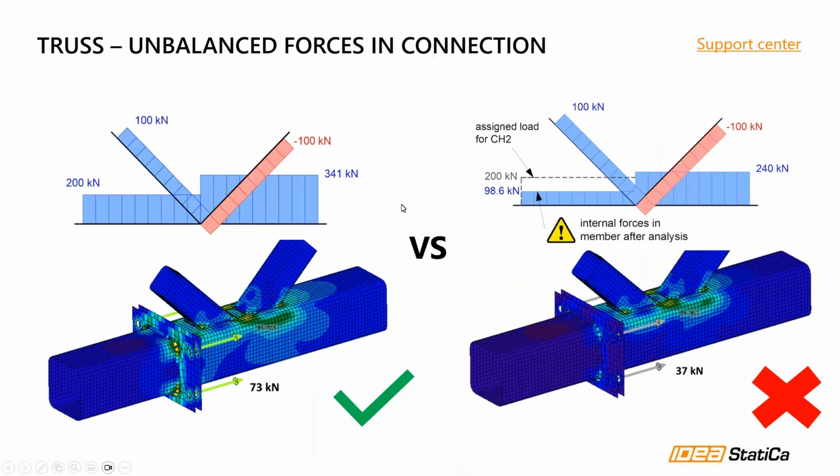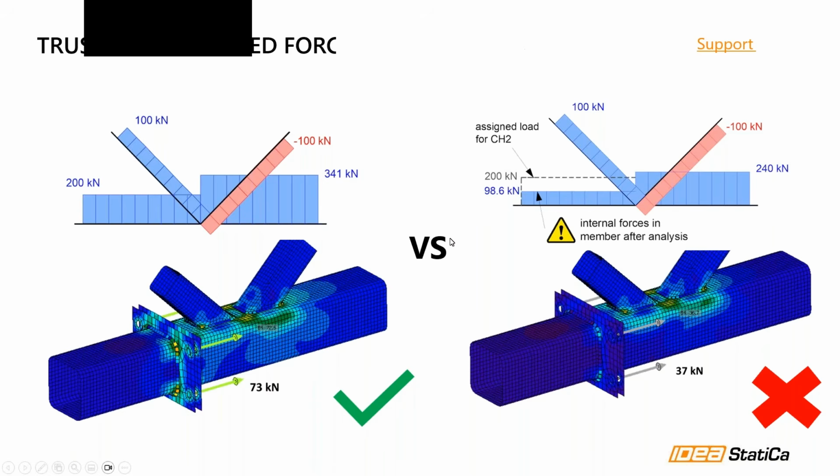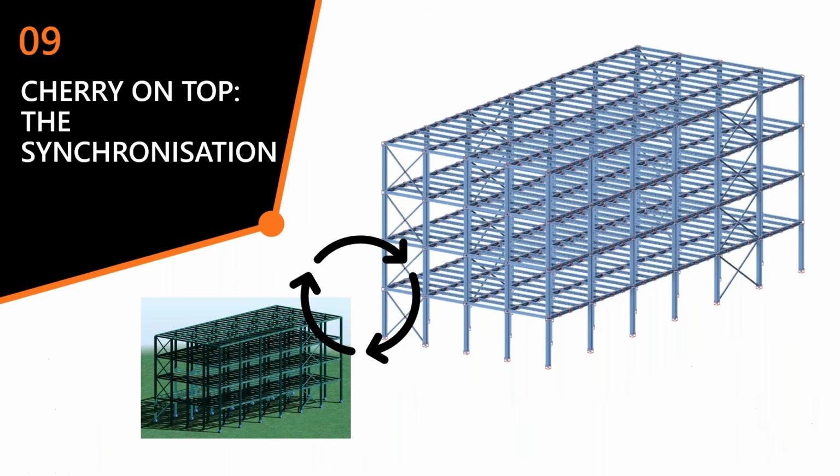So please keep in mind that equilibrium is the essential principle of physics and should always be followed in your design. So this is wrong, this is correct. As you can see, the forces are basically doubled for the precise solution. Amazing. So we can just move to chapter 9.